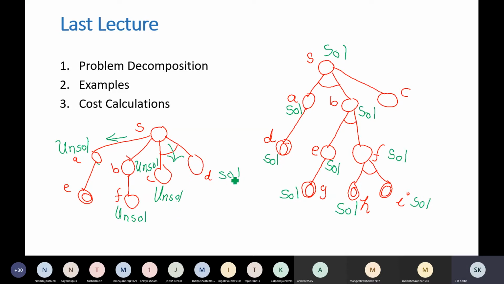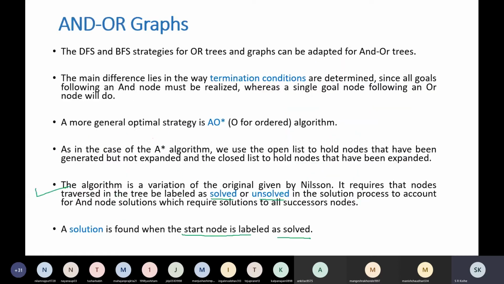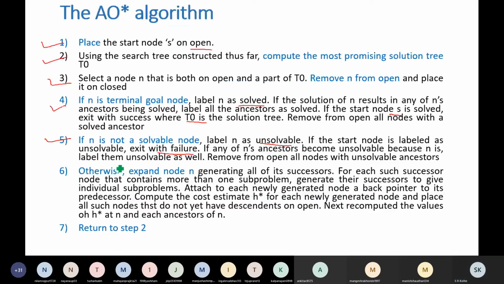Therefore, although D is solvable, this path is not useful to reach the goal. So S will become unsolvable because A is unsolvable, B is unsolvable and C is unsolvable. Correct. So I hope that you have understood this level. So that is the fifth step.